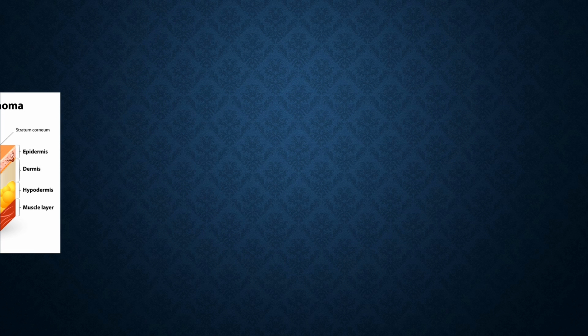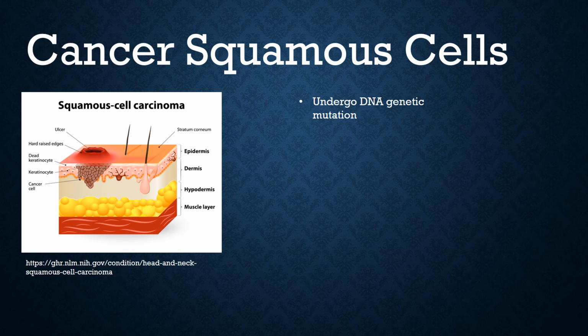Now we'll be discussing the difference between regular squamous cells and cancerous squamous cells. Let's slide right into it. So the main reason people get oral cancer is because of the DNA. Basically, the squamous cells undergo a genetic mutation. The genetic mutation then leads to the squamous cells beginning to grow out of control, and then the cells aren't able to shed fast enough.